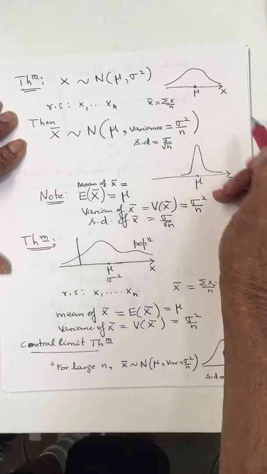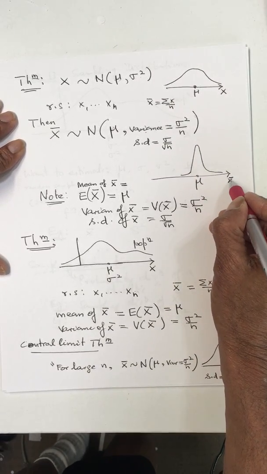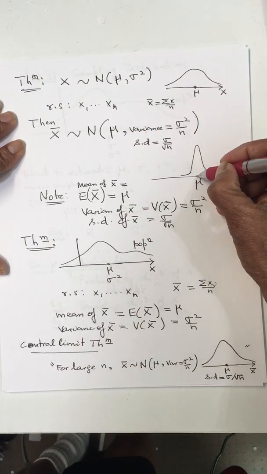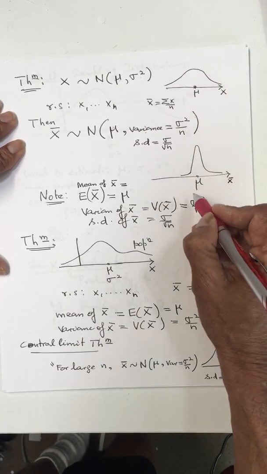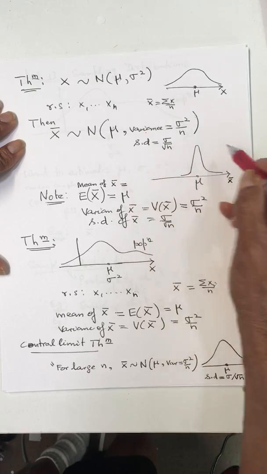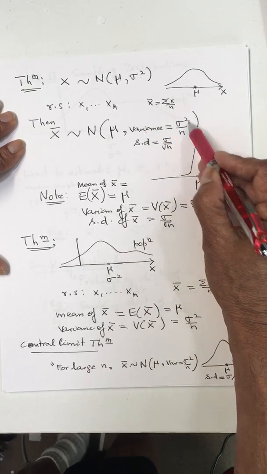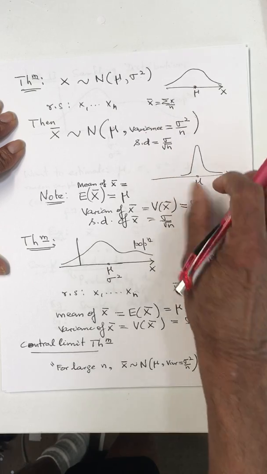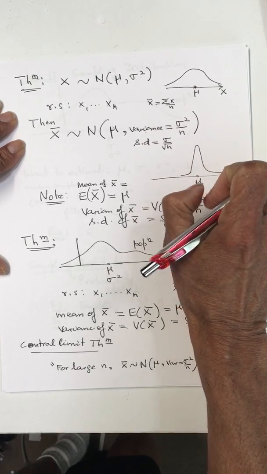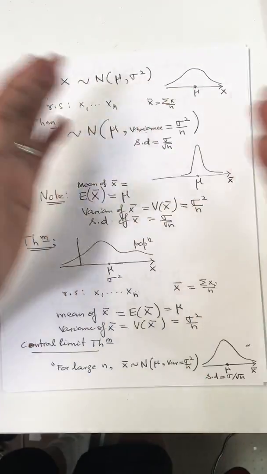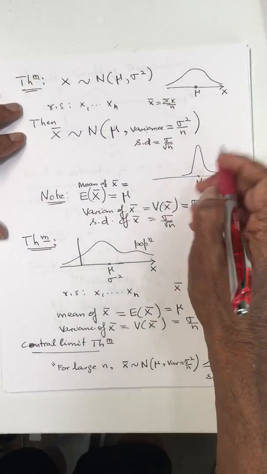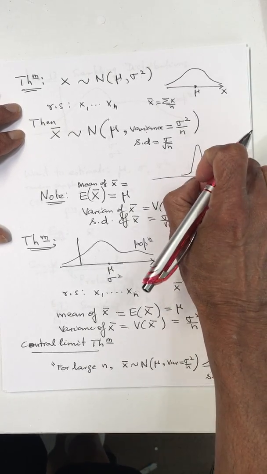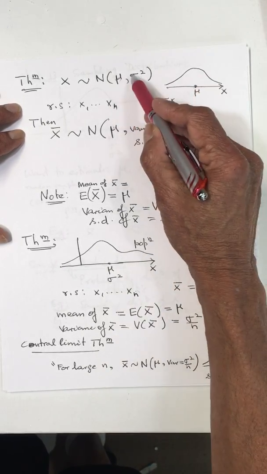So if you're looking at the X bar curve, it is going to be centered around the same mu value, but the variance is going to be the original variance divided by n. Since you're dividing by a bigger value, the variance is going to be less. So it's centered around, getting closer and closer to mu. Variability is less compared to the original curve.